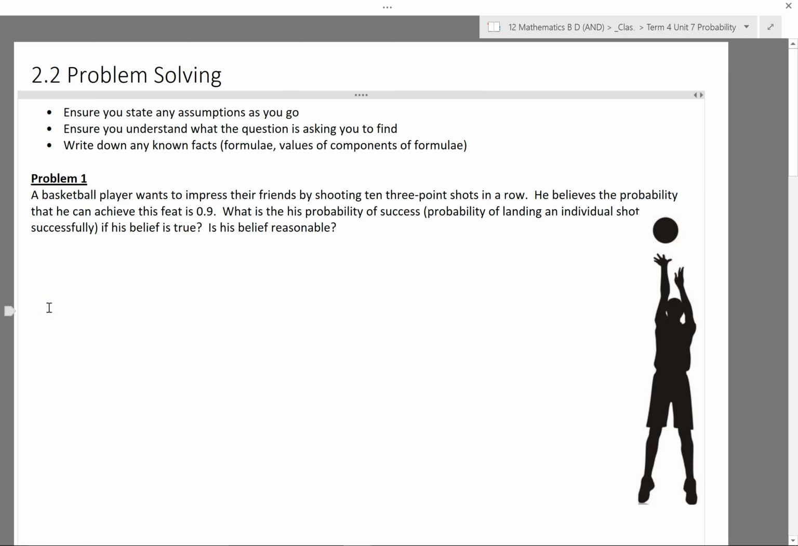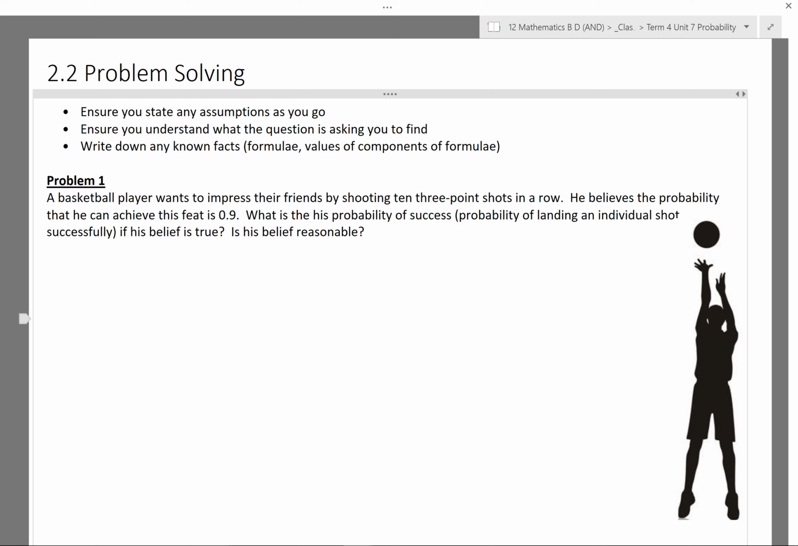The second part of this lesson is to look at some problem solving involving binomial probability formulae. So just a few tips: ensure you state any assumptions as you go. Ensure you understand what the question's asking you to find, and write down any known facts. Formulae, values of parts of the formulae, everything you can. So have a go at this first problem. Maybe you want to have a go by yourself first, so press pause and have a crack.